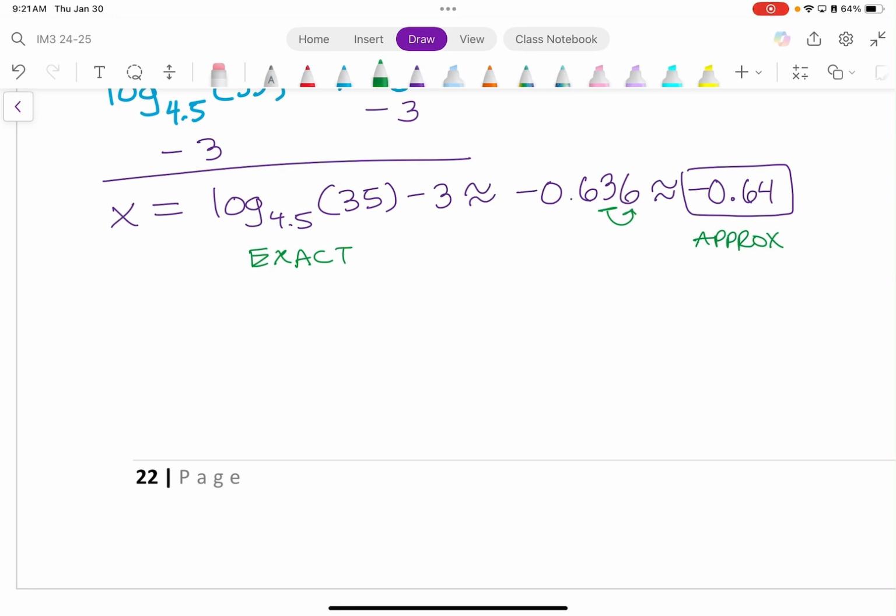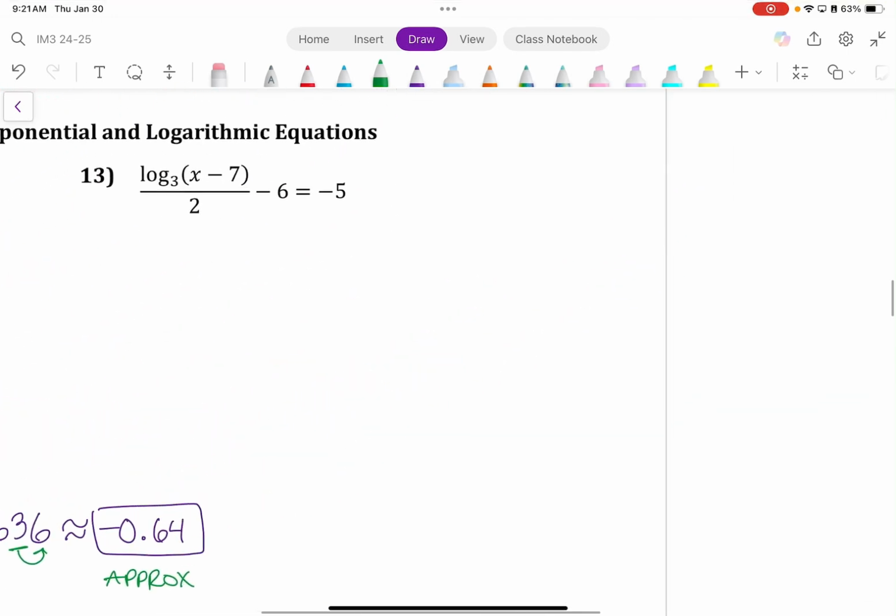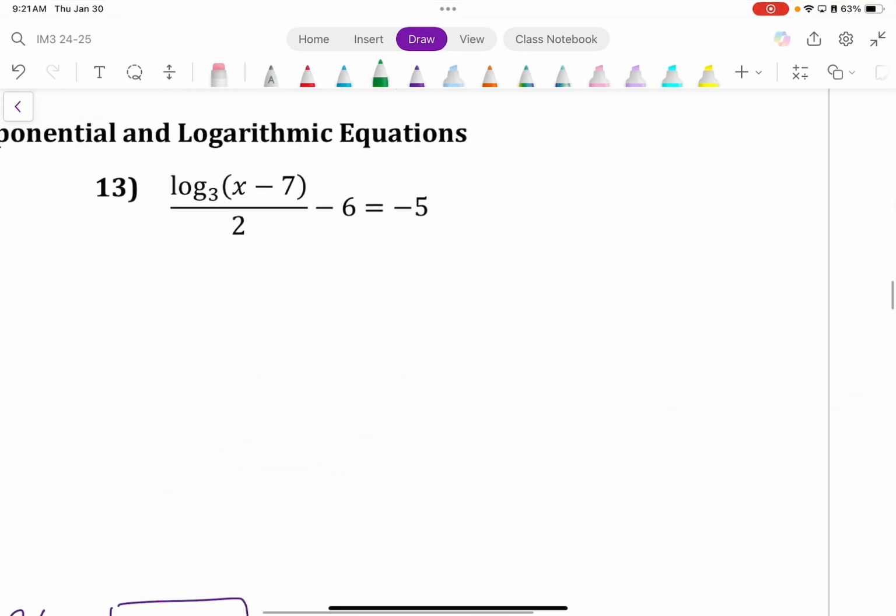All right. Let me show you one last example, and then we'll probably take a break at that point. That way when we come back, we strictly focus on finishing the rest of this. All right. So let's look at 13.